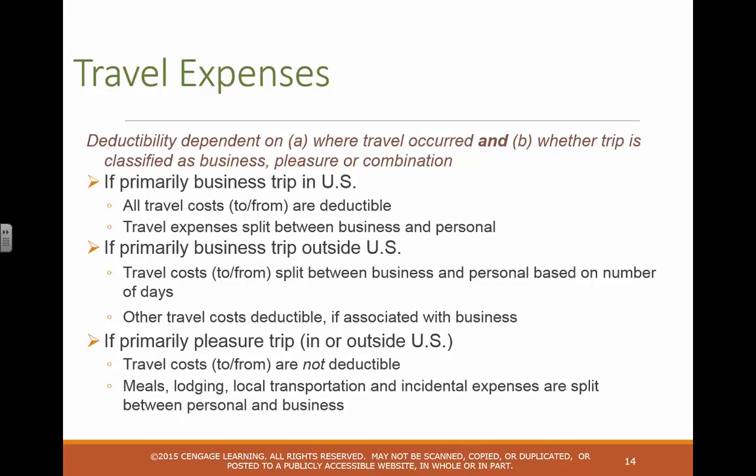Primarily business in the U.S., primarily business outside the U.S., and primarily pleasure anywhere. So, a quick review of these. You're always allocating the travel expenses between business and personal. Really the question is, do you get to deduct your flight? If it's primarily a business trip outside of the U.S., you have to allocate it. But if it's primarily a business trip in the U.S., you get the whole flight.